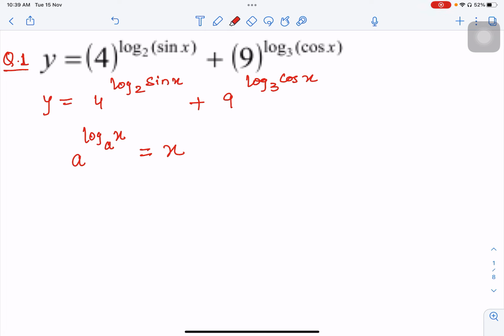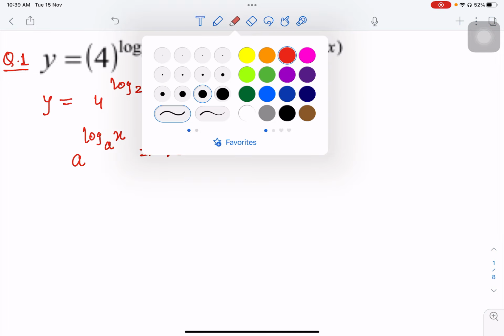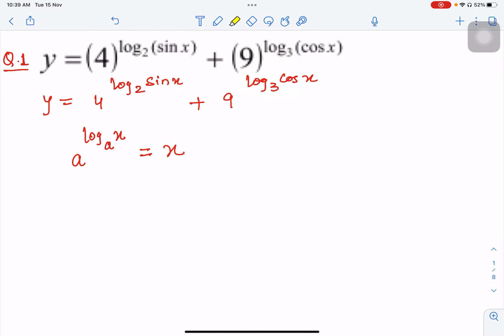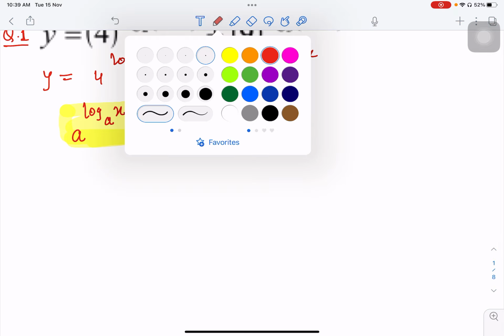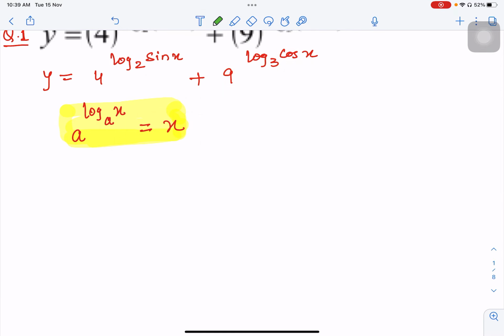A raised to log x to the base a is what? Always x. This is a very important property which will be useful. Now we will use this property.